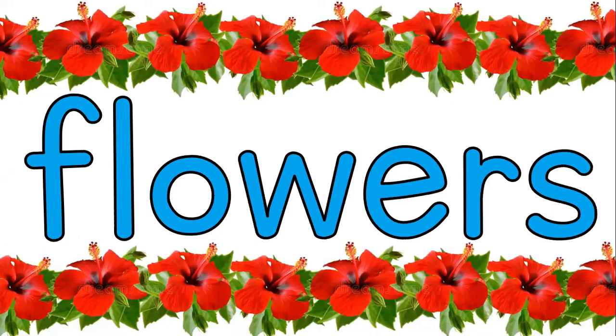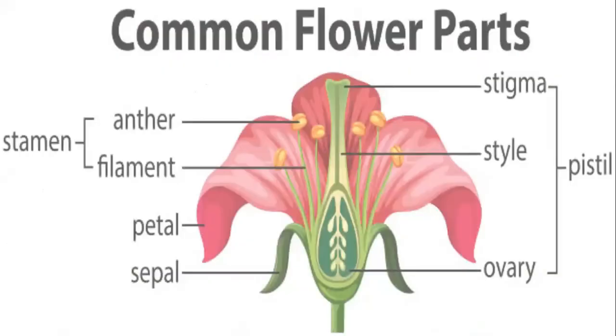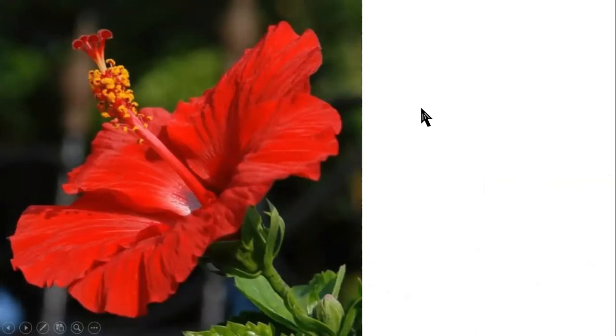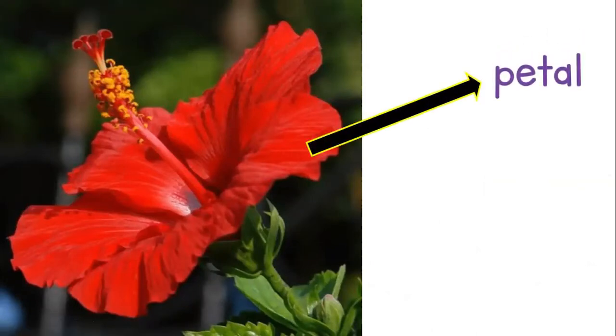We have the flowers. Let's talk about the different parts of the flower. First, let's start with the sepal and the petal. Now, here's a picture of a gumamela or hibiscus. This part is called the petal. A petal attracts specific pollinators to the flower.